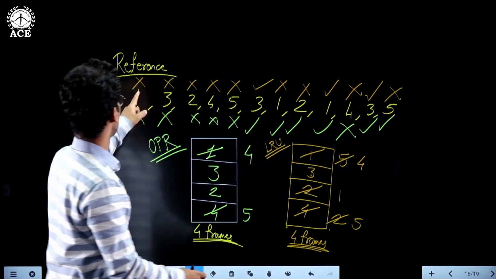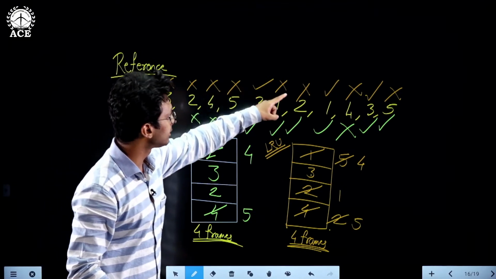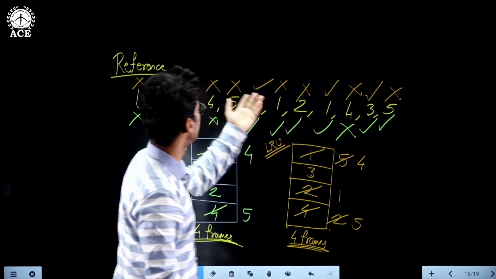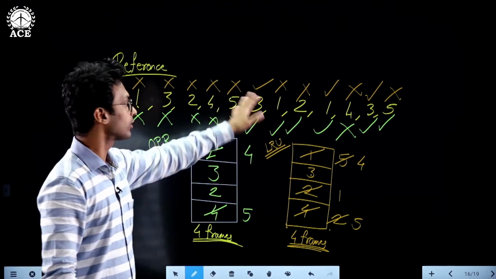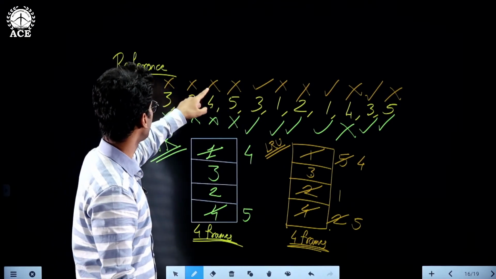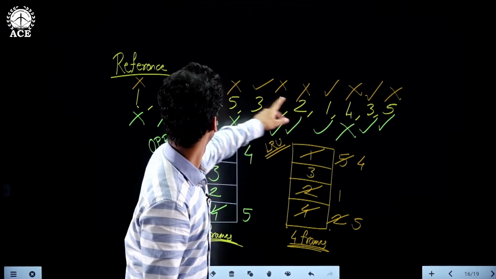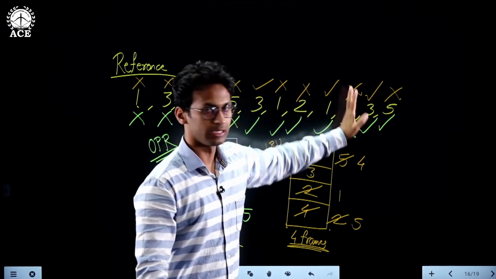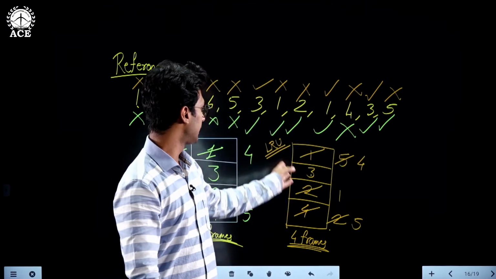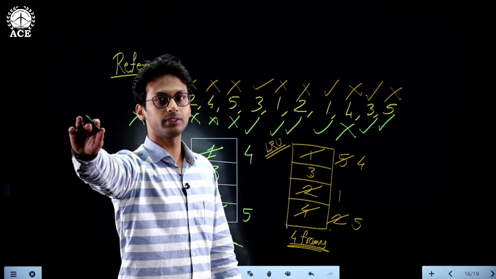Tell me number of page faults. 1, 2, 3, 4, 5, 6, 7, 8, 9. Around 9 page faults. Just cross verify it. 9 page faults. Page hits, how many? 1, 2, 3. 3 page hits here in case of LRU.